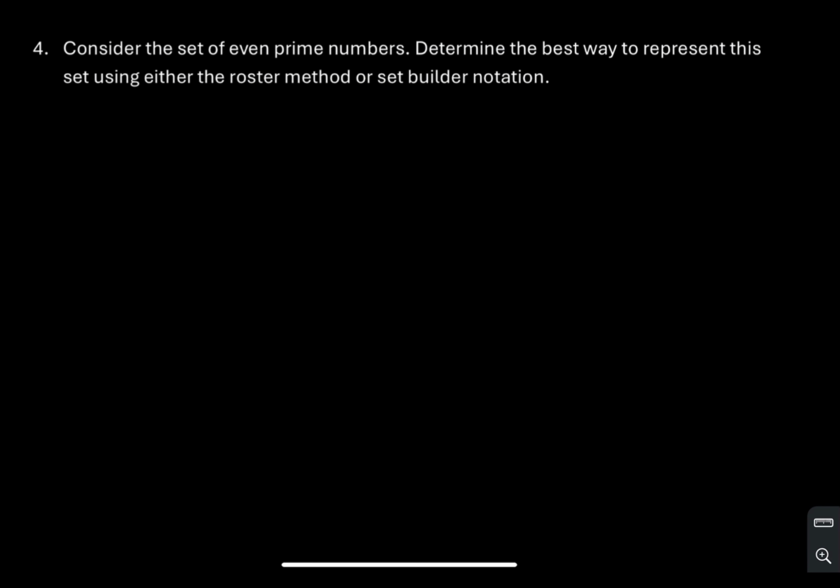Now for this fourth problem, it says consider the set of even prime numbers. Determine the best way to represent this set using either the roster method or set builder notation. So our elements in our set are going to be even prime numbers. Now there are many even prime numbers. We can start from 2, and then we have to skip 4 because 4 is not prime.